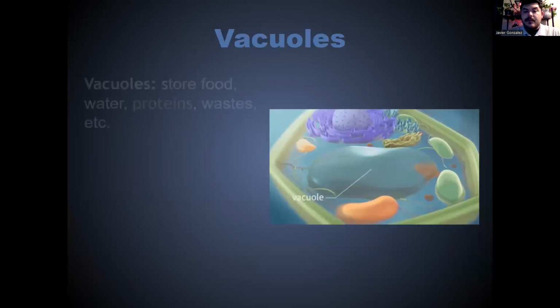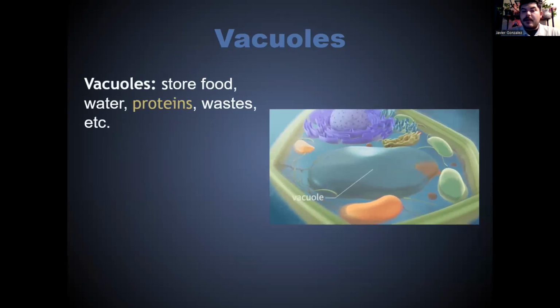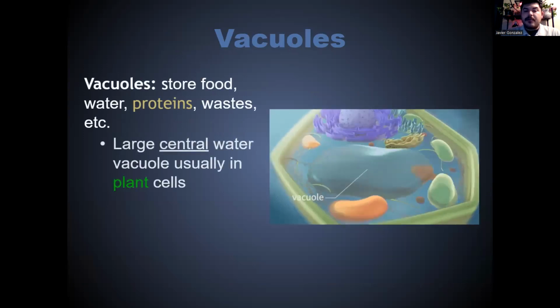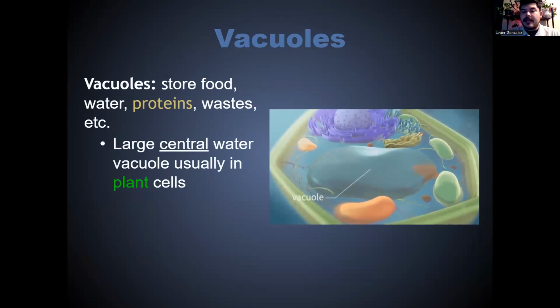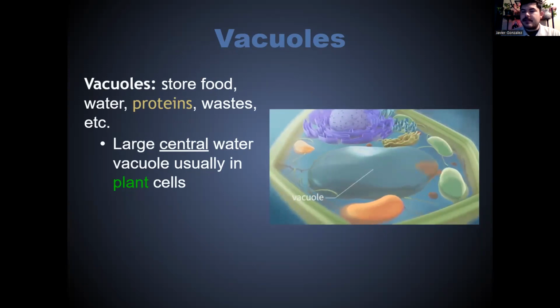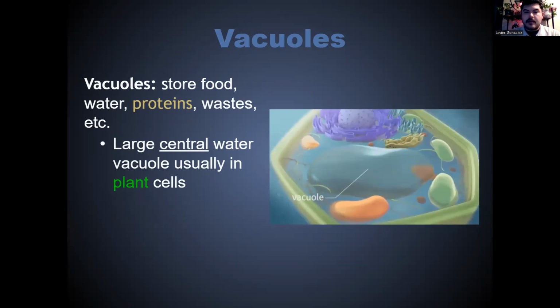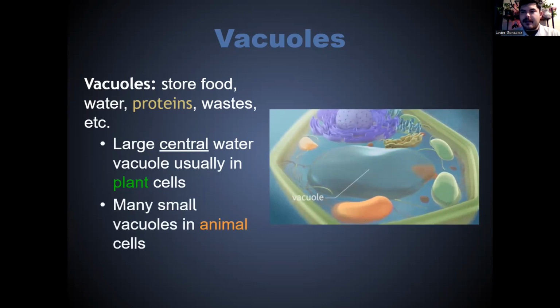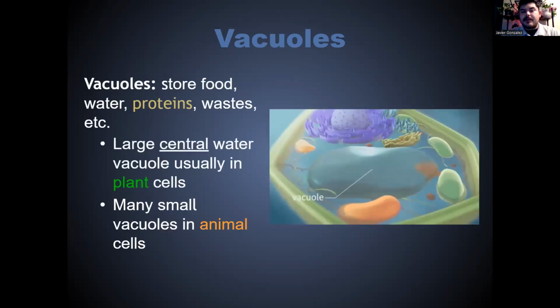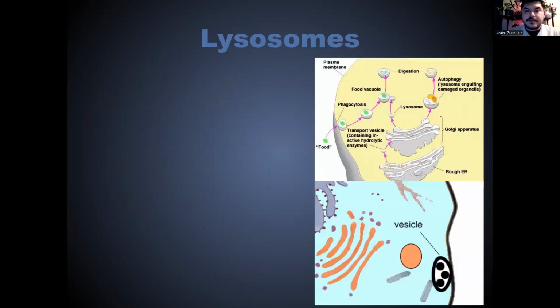And vacuoles, what we just talked about, they store food, water, proteins, waste, etc. And the Golgi apparatus takes care of it. The large central water vacuoles are usually in plant cells. So the vacuole is like a big storage facility in plant cells. They're not small vacuoles like animals have. And here it goes. It says right here, many small vacuoles are in animal cells.